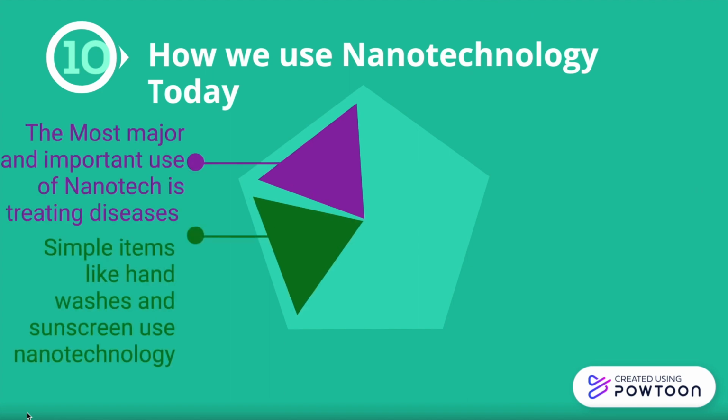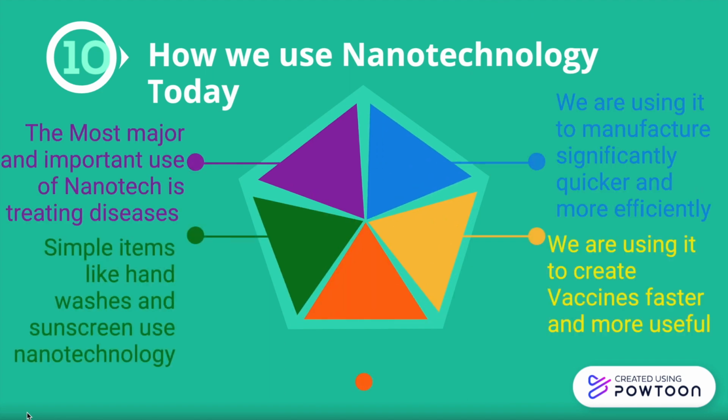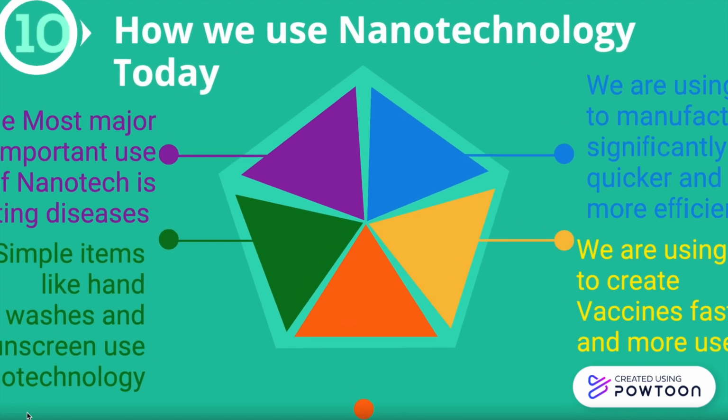So, how do we use nanotechnology today? The most major and important use of nanotech is treating diseases. There are so many diseases that have been cured with nanotech, and we hope to find cures for things like cancer and much more with the use of nanotech. Simple items like hand washes and sunscreen use nanotechnology. We are using it to manufacture significantly quicker and more efficiently, and we are using it to create vaccines faster and more useful. So now let's talk about how we can use it in the future.